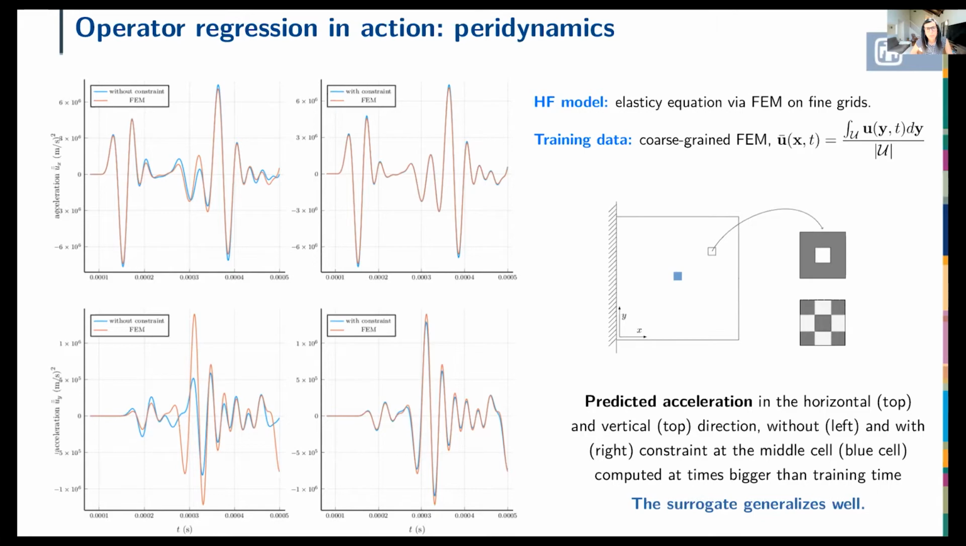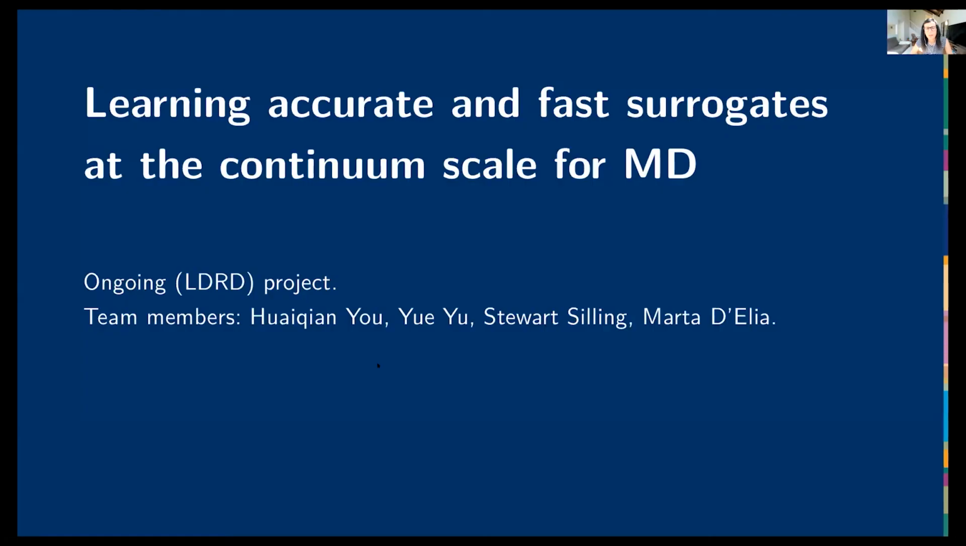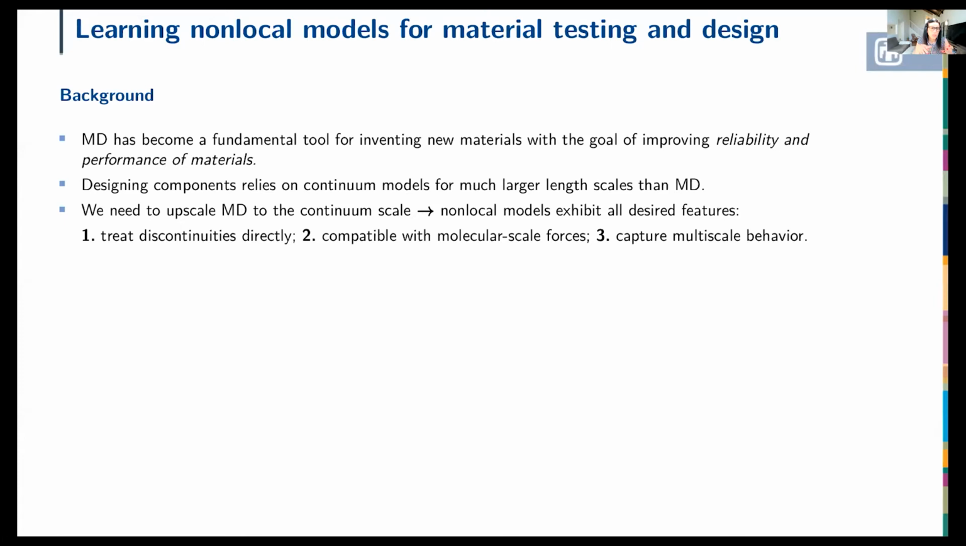Now, I'm going to switch applications and talk about the use of this technique in a molecular dynamics setting. Just to give you some background, what we want to do is to use non-local models to bridge the molecular scale and the continuum scale. So what we're claiming is that we can describe molecular dynamics displacement by using a non-local model. And the ultimate goal is material design and testing, because it's well known that molecular dynamics is becoming a very important tool for material design.